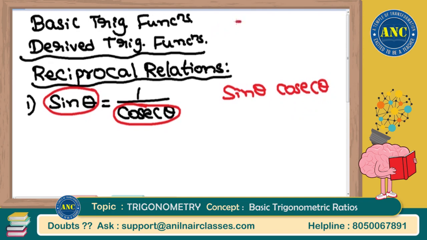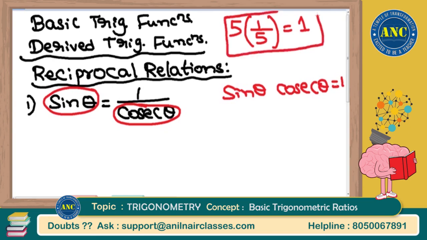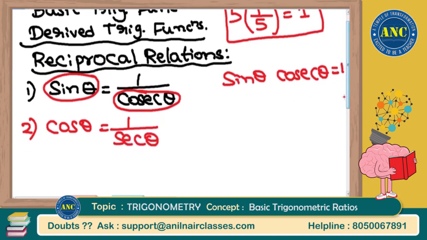Take any number, suppose 5. The reciprocal of 5 is 1 by 5. The product of two reciprocals will always give 1. It is true not only in trigonometry, it is also true in the number system and algebra. The product of two reciprocal numbers will always give 1. The reciprocal of cos is secant, so cos and secant are reciprocals. The product of cos and secant is 1.